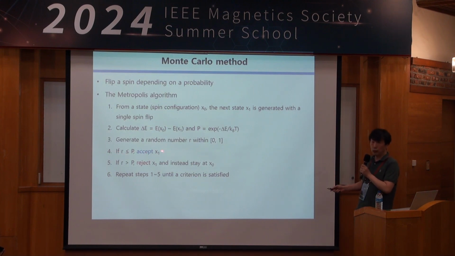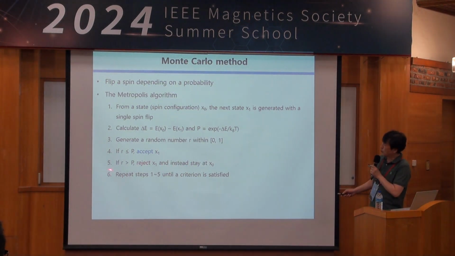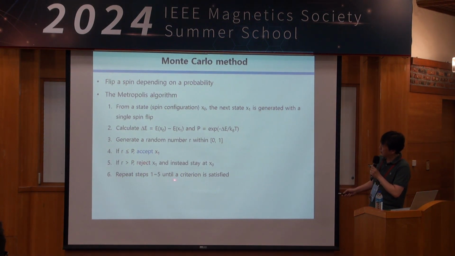It means that you flip the spin. However, if R is larger than P, then you reject the spin flip and instead stay at the original state. And you repeat these steps from 1 to 5 until your own criterion is satisfied.